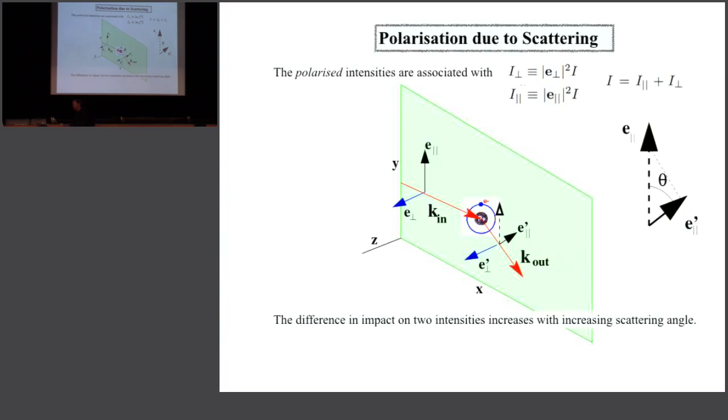And now, when we talk about polarized intensities, you can define these two intensities. One of them is the intensity associated with the electric vector inside the scattering plane, and one is perpendicular. Right? And clearly, the total intensity is just the sum of these two components.